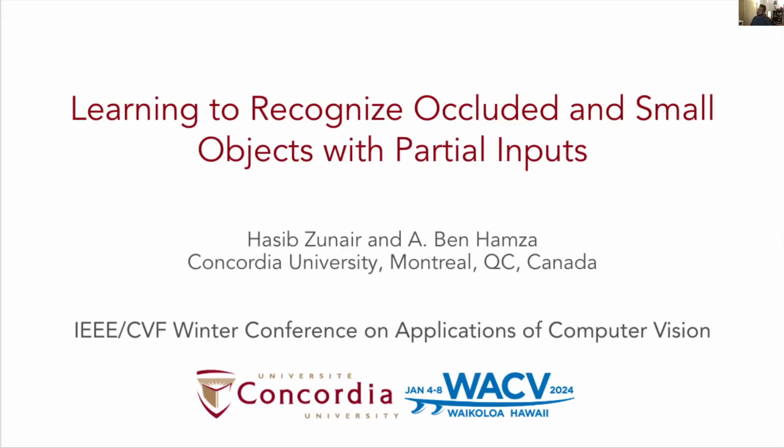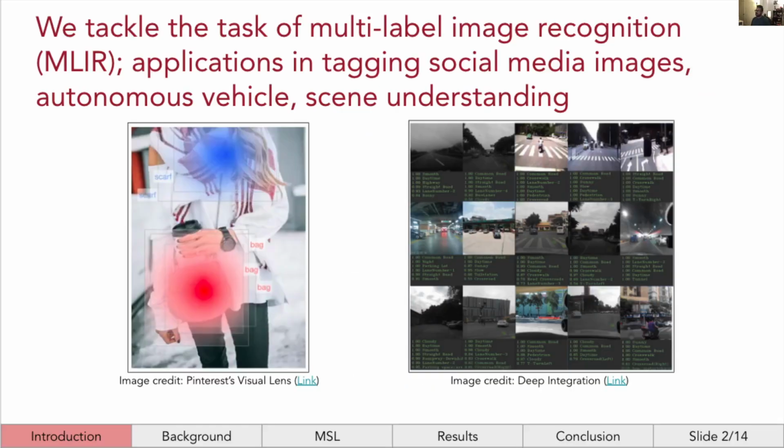Hi, this is a presentation of our WACV paper on learning to recognize occluded and small objects with partial inputs. We tackle the task of multi-label image recognition where the goal is to detect objects and attributes in an image. This has applications in tagging social media images, autonomous vehicles, and scene understanding in general.